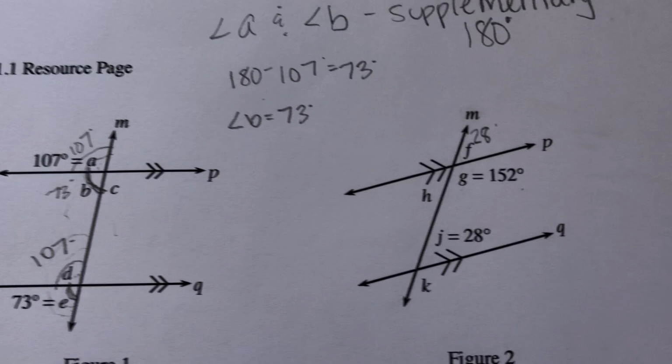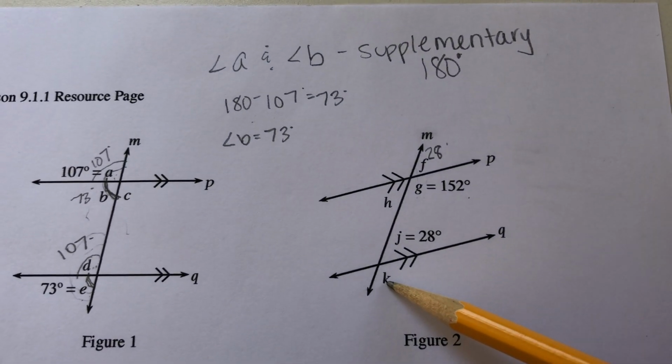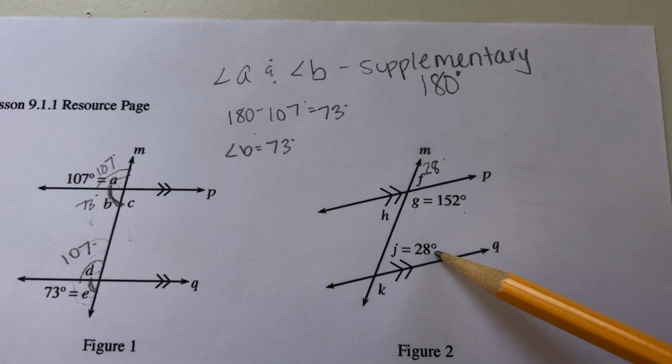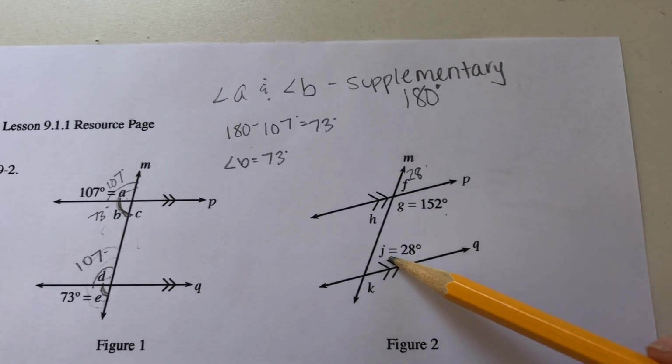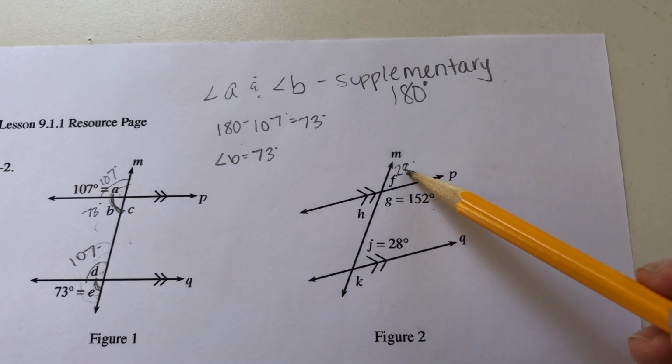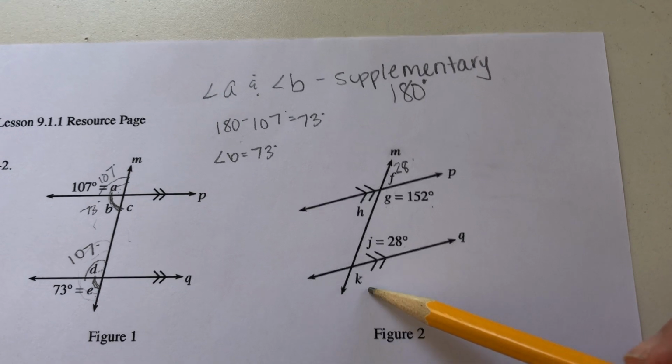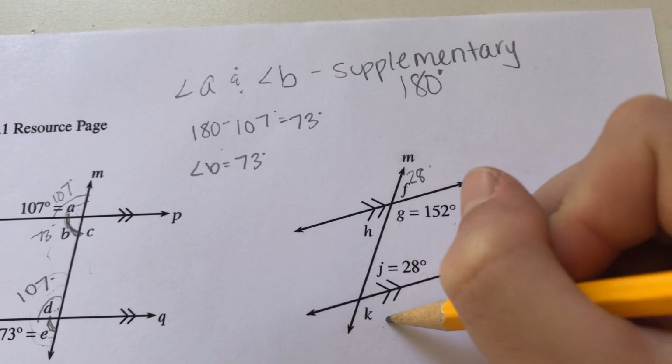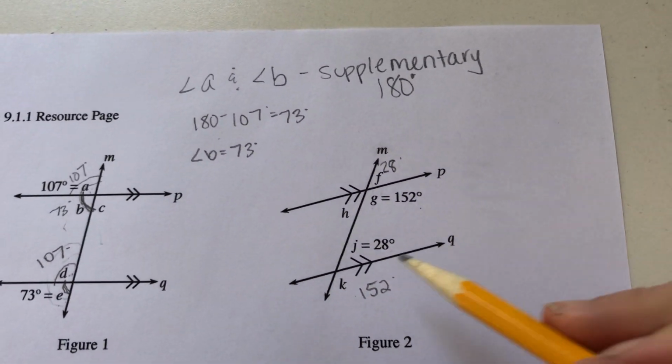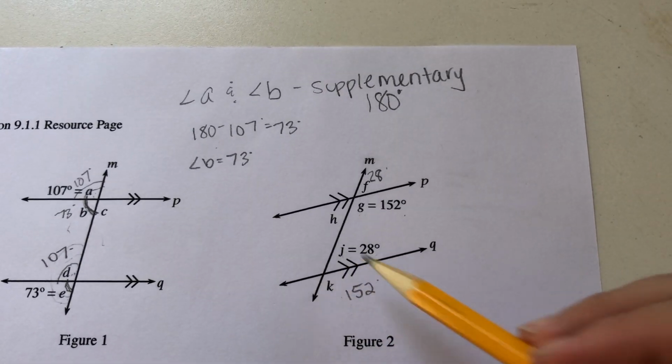Now let's look at K and J. Here's K and J. It looks like the same pattern is going on. If J is 28, F is 28, and G is 152, then K has to be 152. Again, those are supplementary angles, J and K.